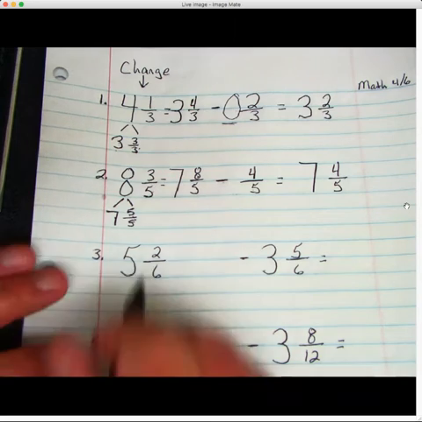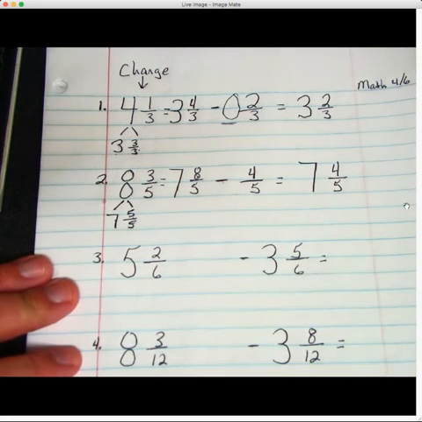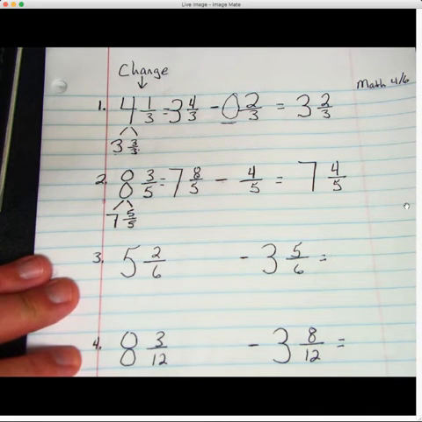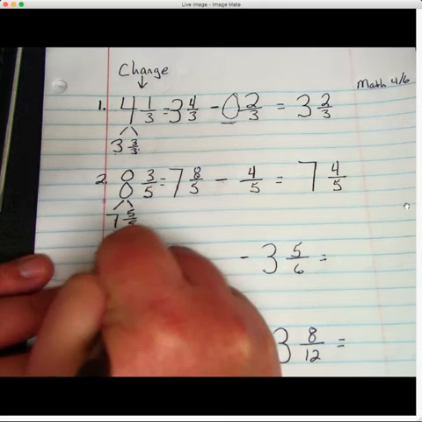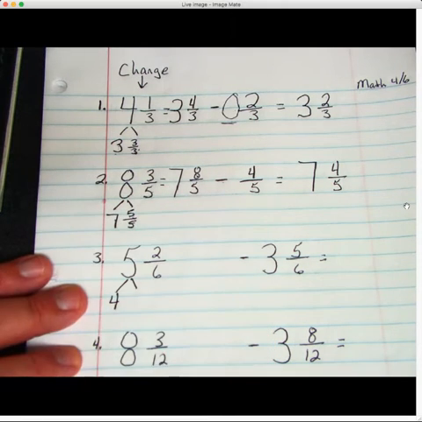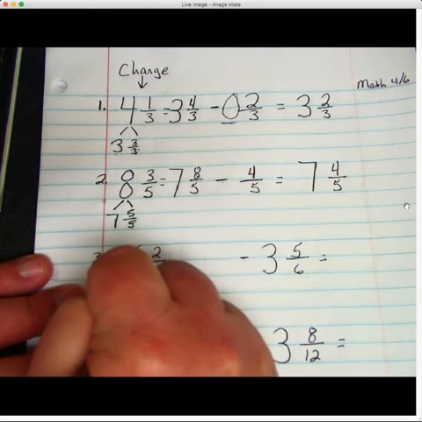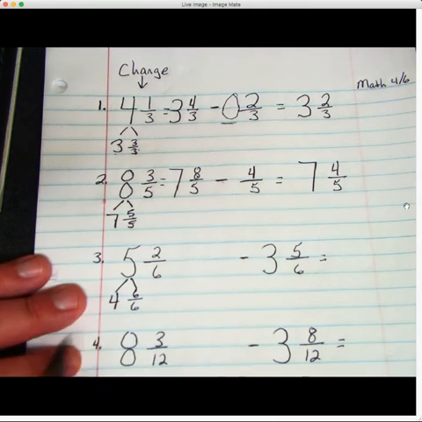All right, so we've got 5 2/6 minus 3 5/6. I can't take 5/6 away from 2/6. That means I'm going to have to do some decomposing here. So we're going to turn this 5 into a 4. Our denominator is 6, so we're dealing with 6 sixths. 4 and 1 more would be 5.